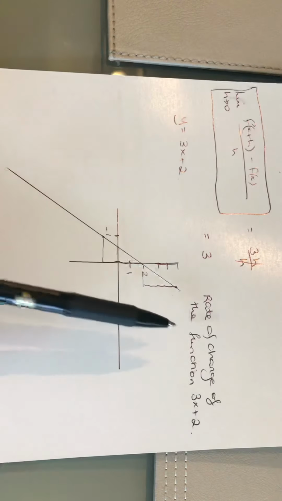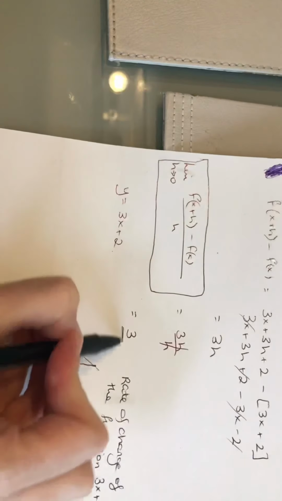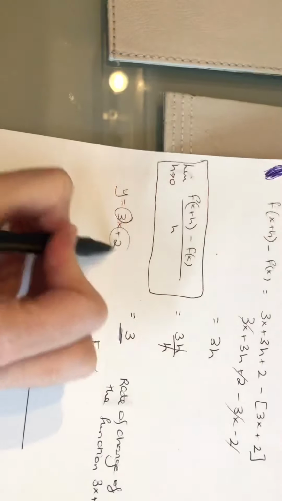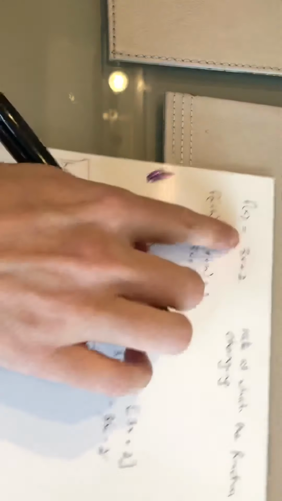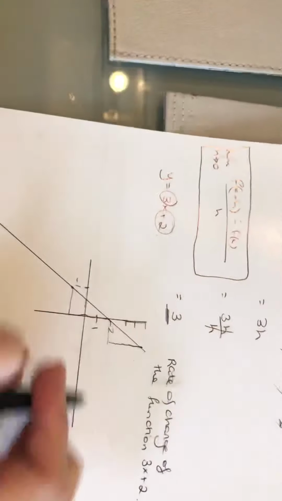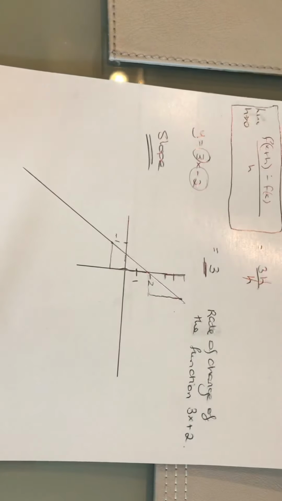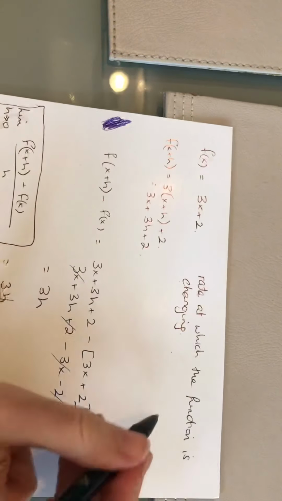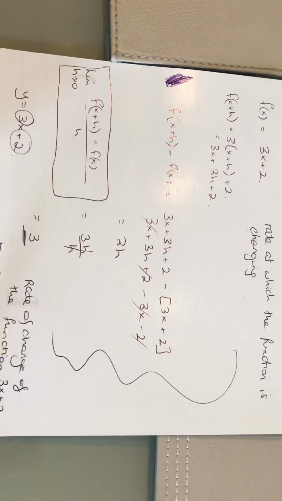So another word for the rate at which the function is changing is the slope. That's why I got the answer 3. Because what's the slope? It's 3. And then if I sketch it, I can see that it cuts at 2. But the rate at which the function is changing is just a fancy way of asking what is the slope. So maybe you don't have to do all this hard work. Maybe there's a faster way to do it.